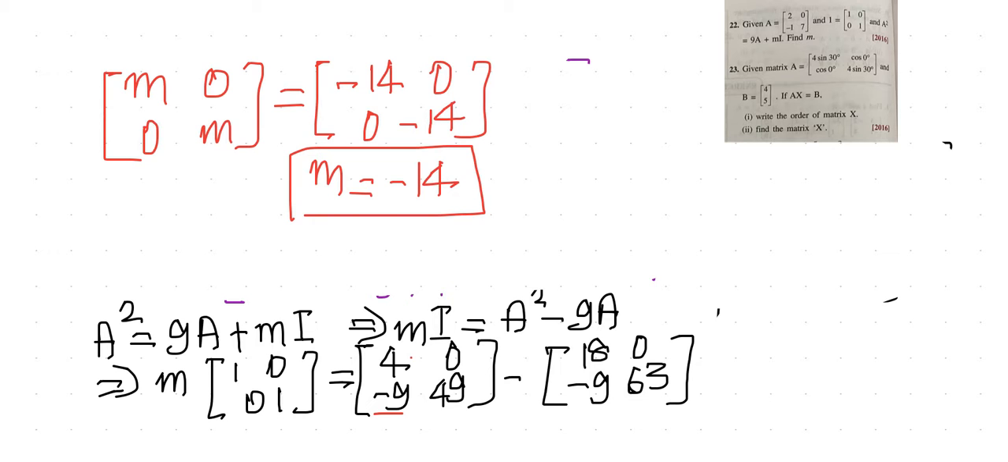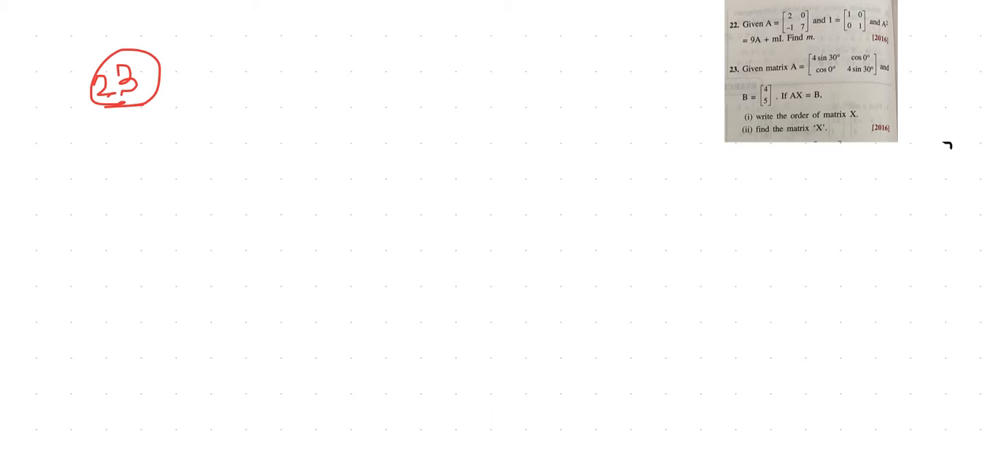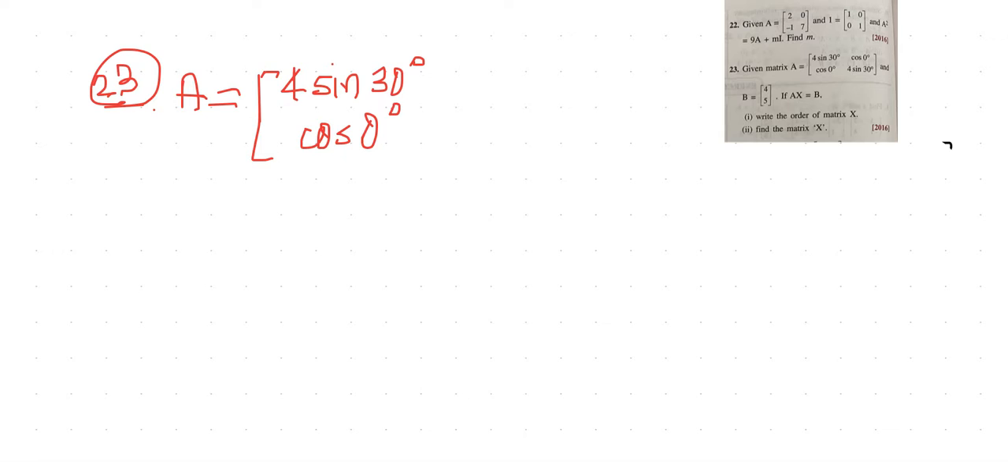Okay. We'll now be moving to question number 23, children. That is also a question that is based on trigonometric values, children. So I'll just write down this. This is question number 23. So the matrix A has been given as what? It has been given as 4 sine 30 degrees, and here cos 0 degrees, and then cos 0 degrees, 4 sine 30 degrees.